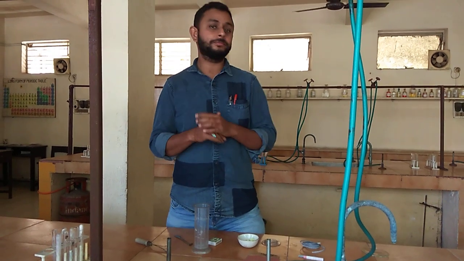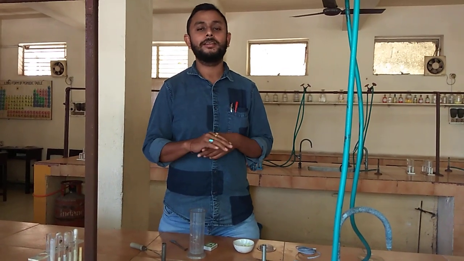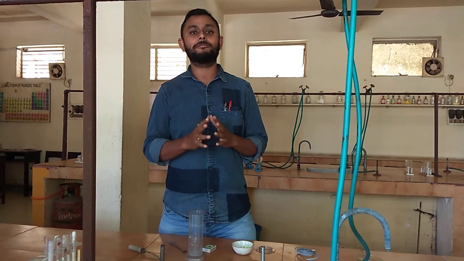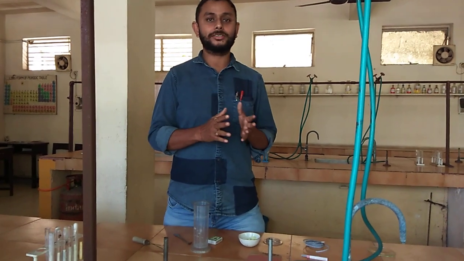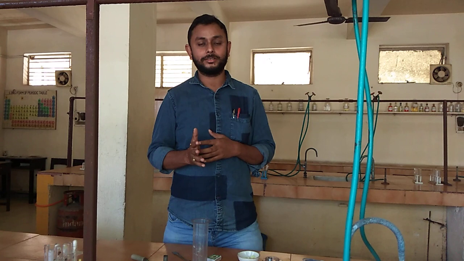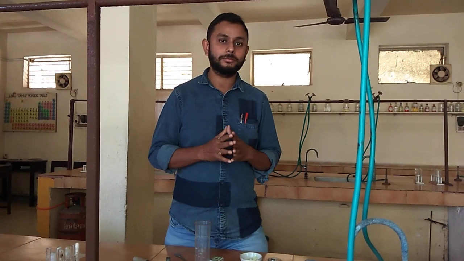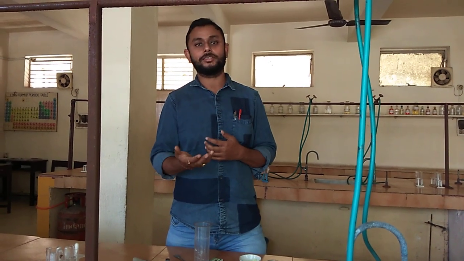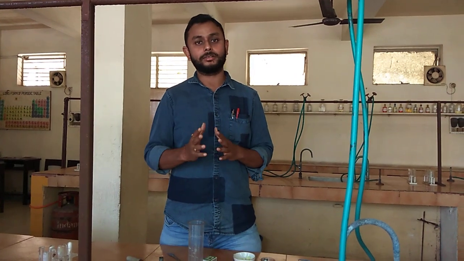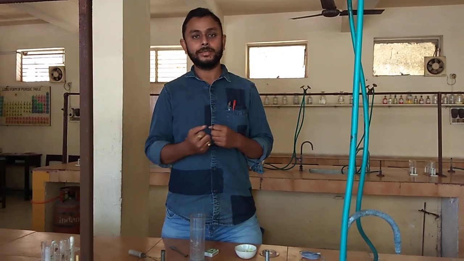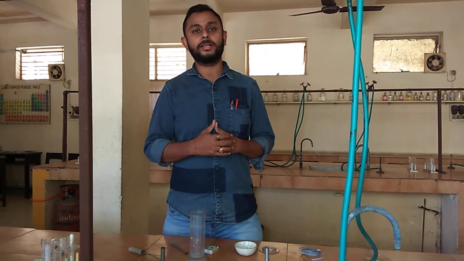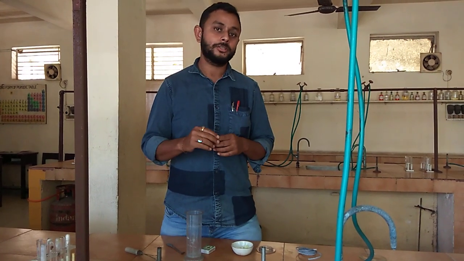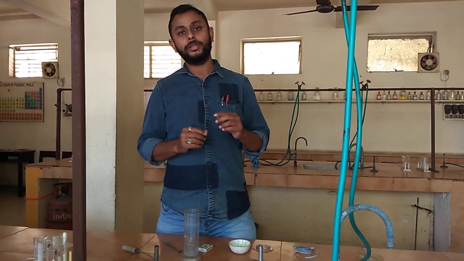Children, in this video we'll be looking at the difference between metallic oxide and non-metallic oxide. Going by the definition, metals are those elements which have a tendency to donate electrons in order to form electropositive ions, and non-metals have a tendency to gain electrons in order to form electronegative ions. So how can we show that?